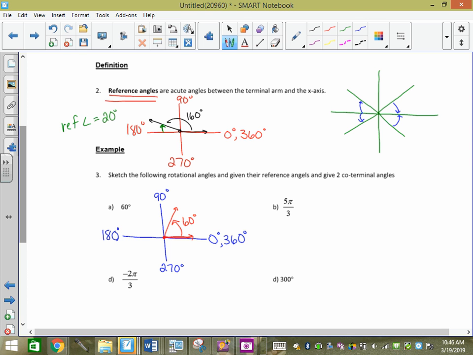Then I want the reference angle. Remember, the reference angle is the angle between the terminal arm and the x-axis. So here's my terminal arm, here's my x-axis. So here to here. So my reference angle would actually be 60. So anything in quadrant 1 has the same terminal angle as reference angle, because from terminal arm to the x-axis is the actual angle of that arm.